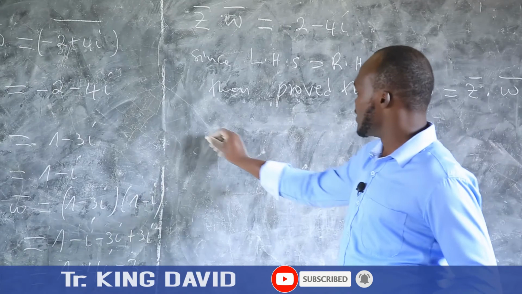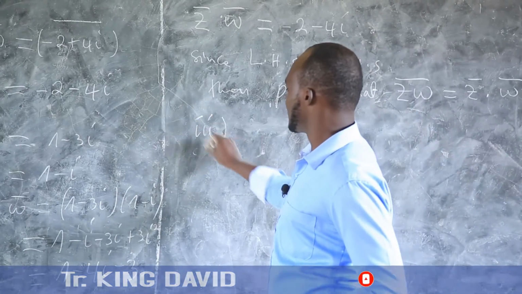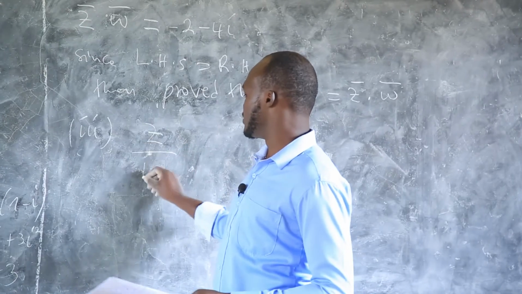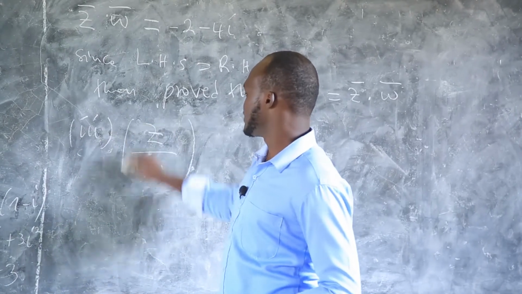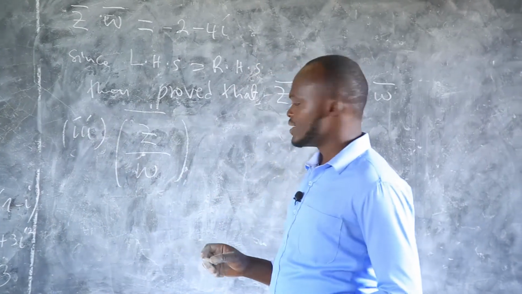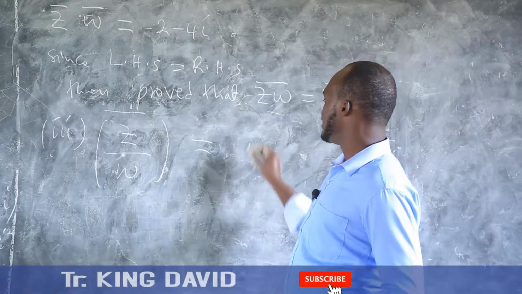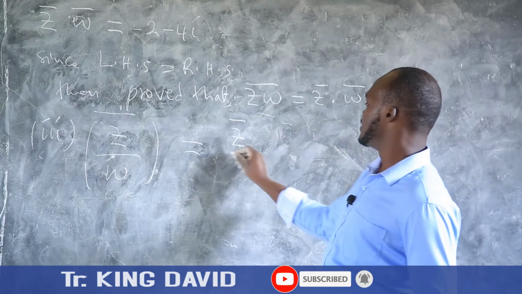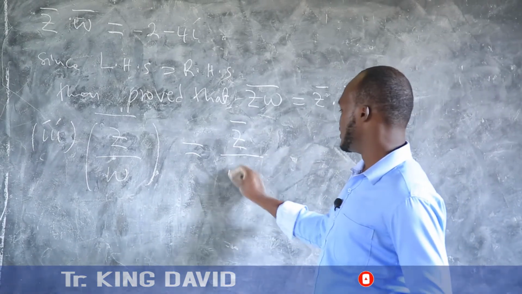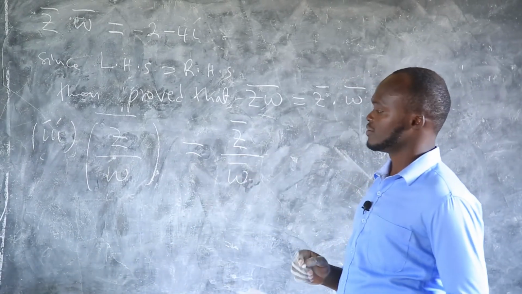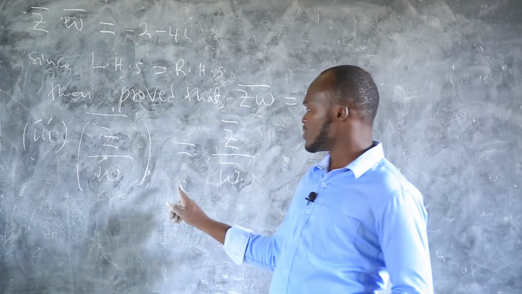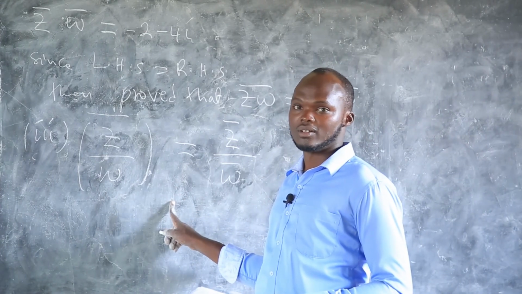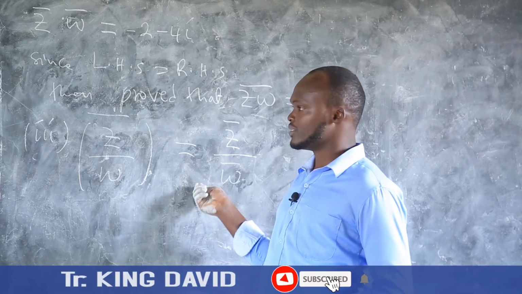Then property number 3. We have the conjugate of Z divided by W. This will be equal to Z conjugate divided by W conjugate. So we will prove this one after studying the division of a complex number. That's when we prove this one.